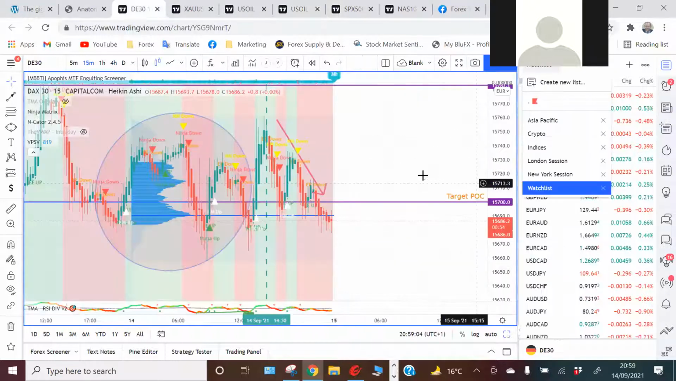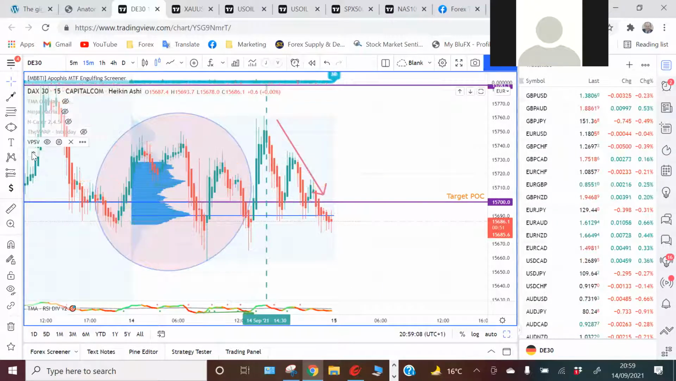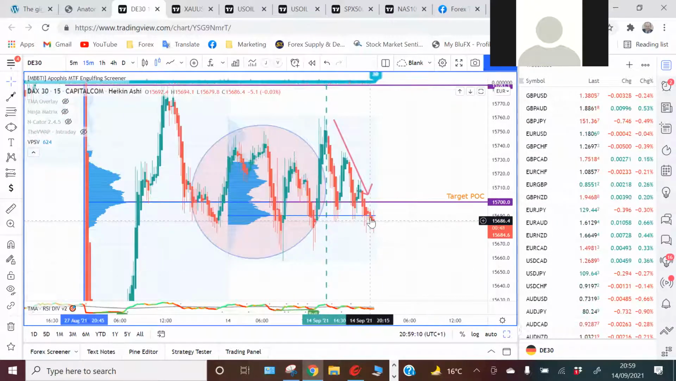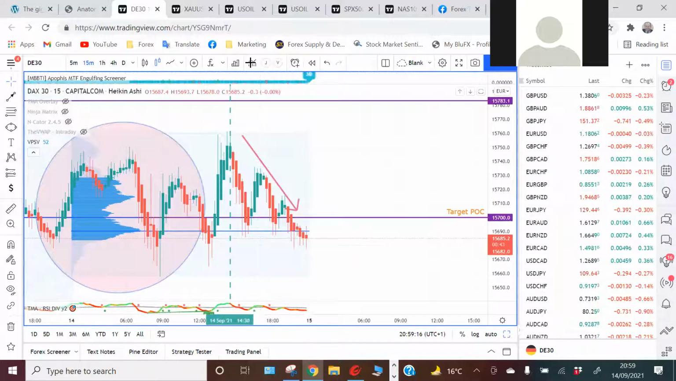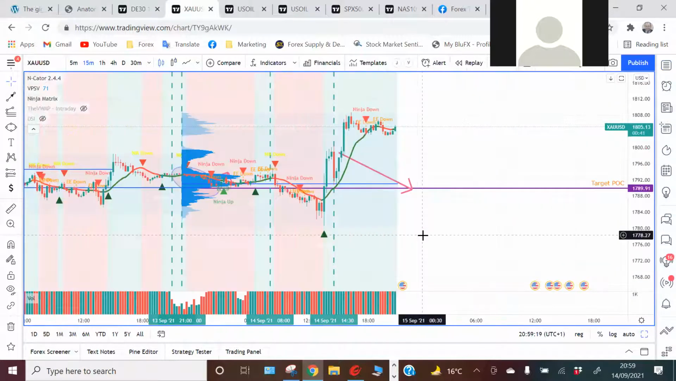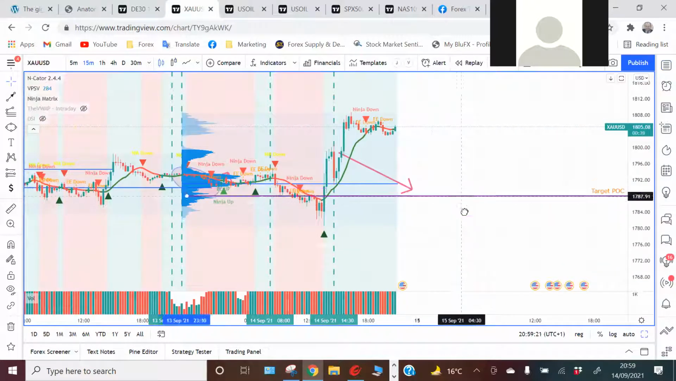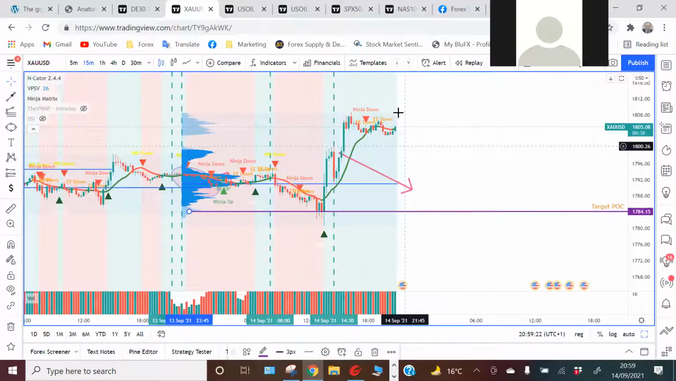German 30. Where's my point of control? There. Price is near it. I've covered this one earlier. Gold. Now, this is an interesting one. Yep, point of control is there. Target price is up here. It's interesting what's happened here.